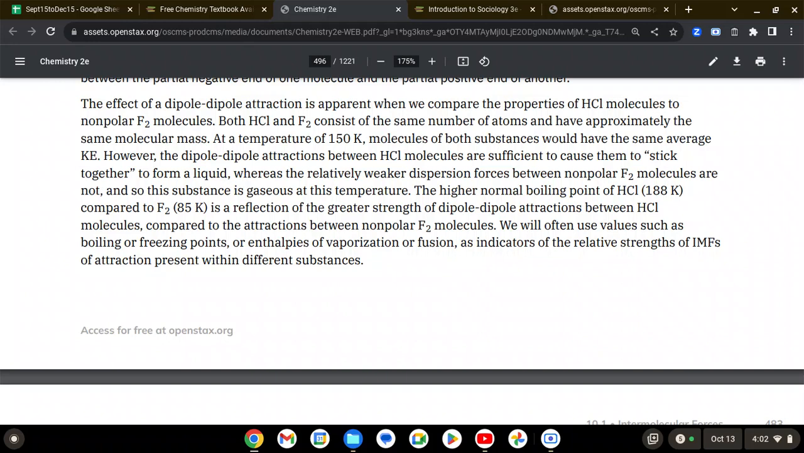The higher normal boiling point of HCl compared to F2 is a reflection of the greater strength of dipole-dipole attractions between HCl molecules compared to the attractions between nonpolar F2 molecules. We will often use values such as boiling or freezing points or enthalpies of vaporization or fusion as indicators of the relative strengths of IMFs of attraction present within different substances.